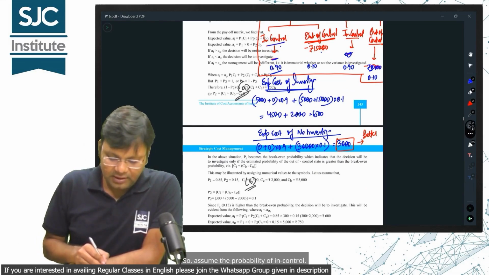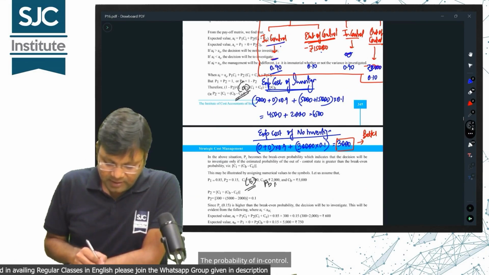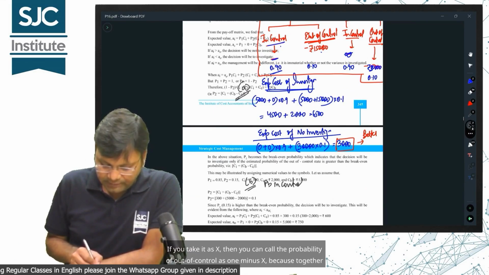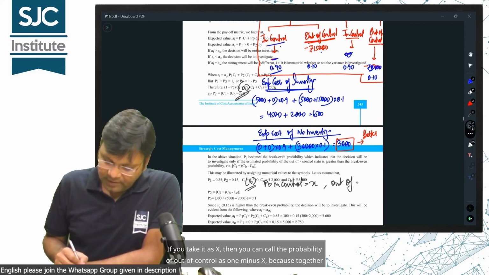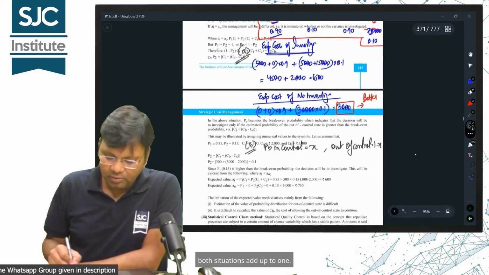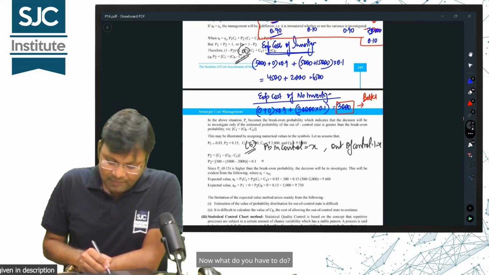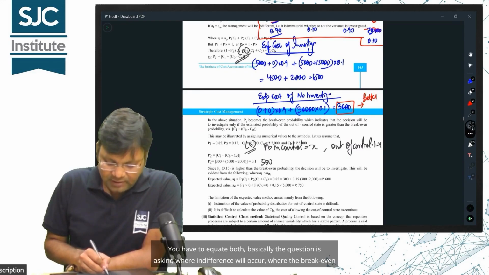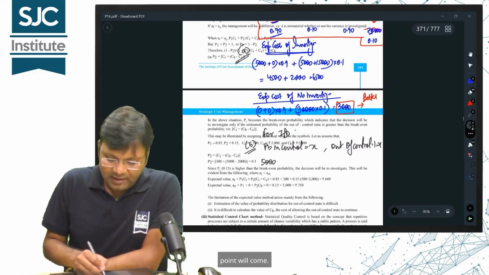So, assume the probability of in control. Let's call it x. If you take it as x, then you can call the probability of out of control as 1 minus x, because together both situations add up to 1. Now what do you have to do? You have to equate both. Basically, the question is asking where indifference will occur, where the break-even point will come.